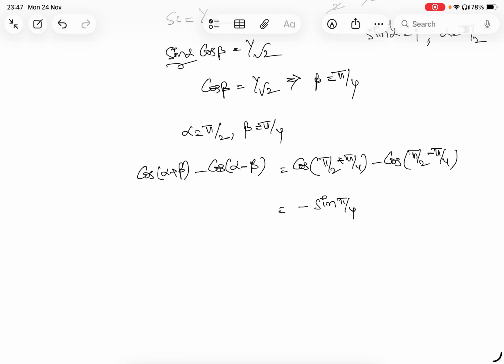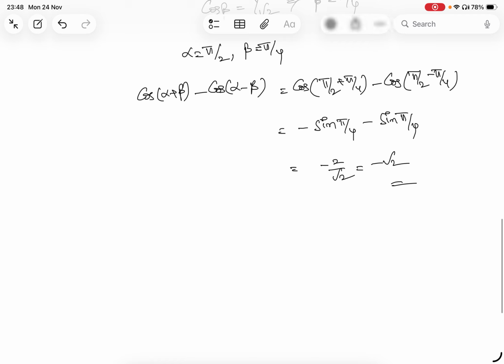Then this is sine pi by 4. Fine. This will be minus 1 by root 2 minus 1 by root 2 minus 2 by root 2, which is equal to minus root 2. Fine. This is the solution.